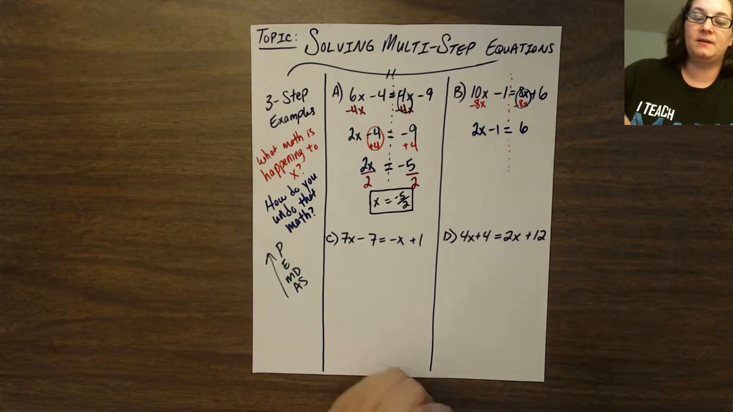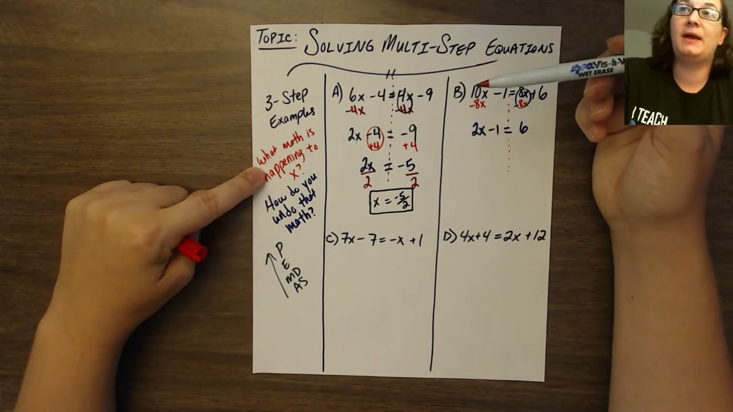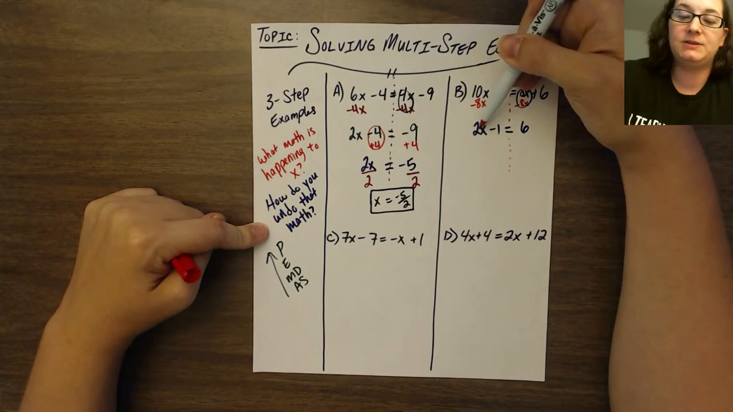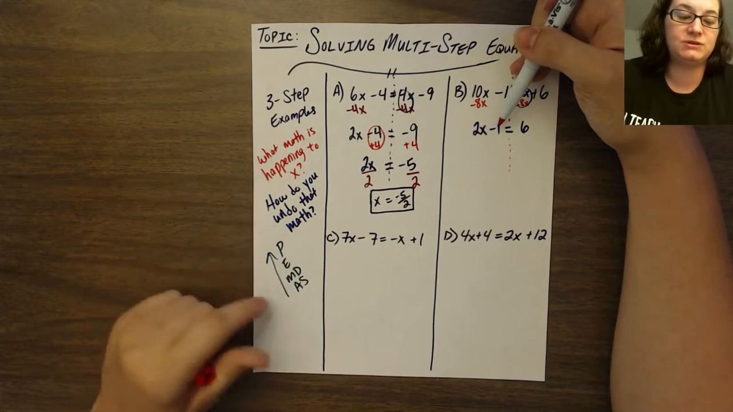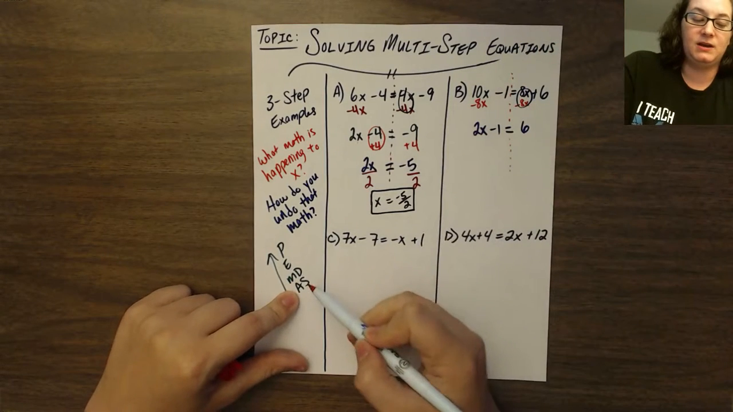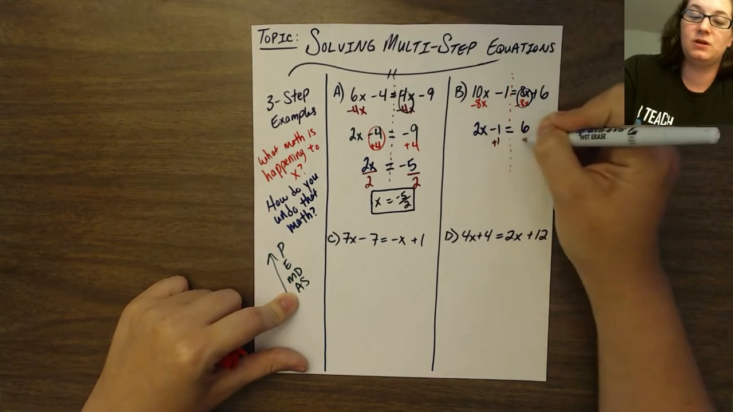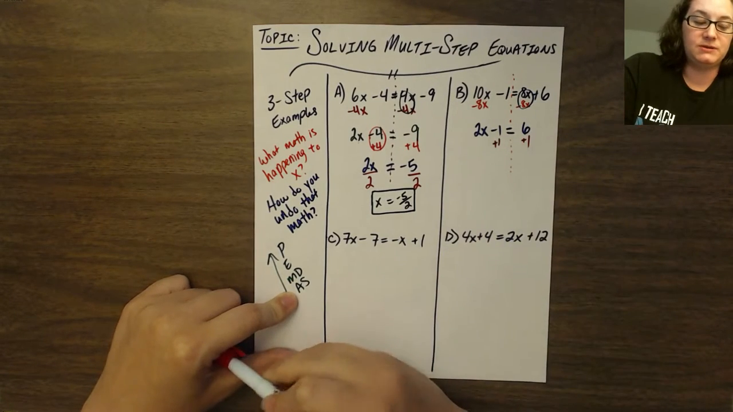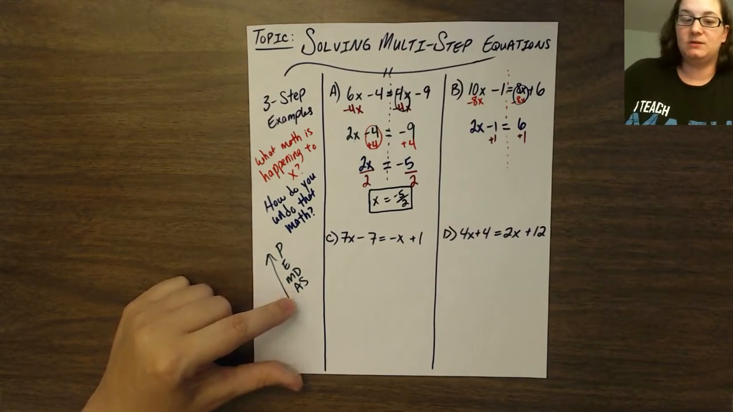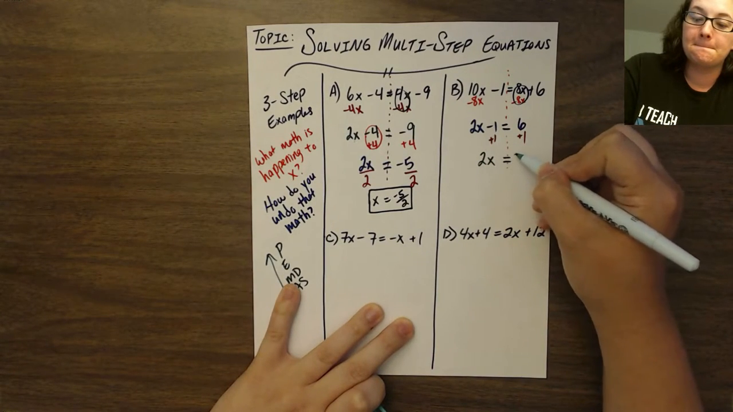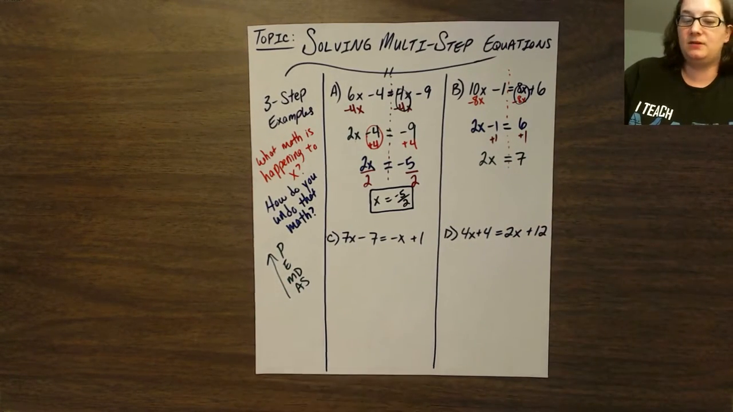Now the next thing, I would ask myself, what math is happening to x and how do I undo that math? I'm multiplying by 2 and subtracting by 1. So just like the last problem, I want to get rid of the addition and subtraction first. So the opposite of minus 1 is to add 1 to both sides. And then once I do that, I get 2x equals 7.